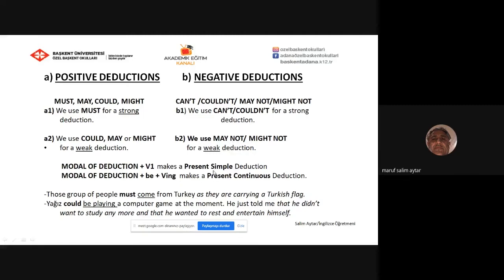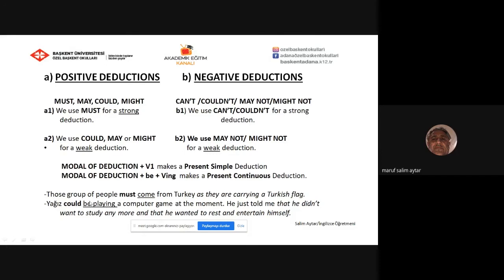So there is another point we need to think about. When we make present simple deductions, after the modal we need to use the present form of the verb, verb one. And when making a present continuous deduction, after the modal this time we need to use be and the verb ing form. Let's have a look at two examples given below.